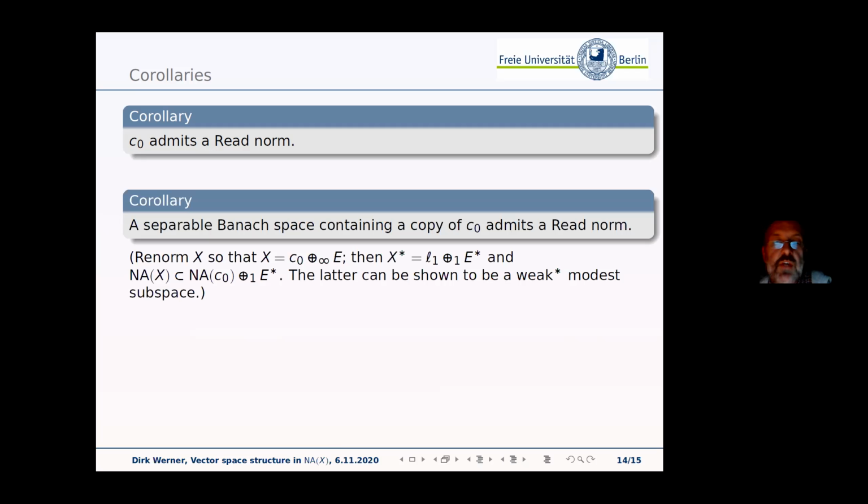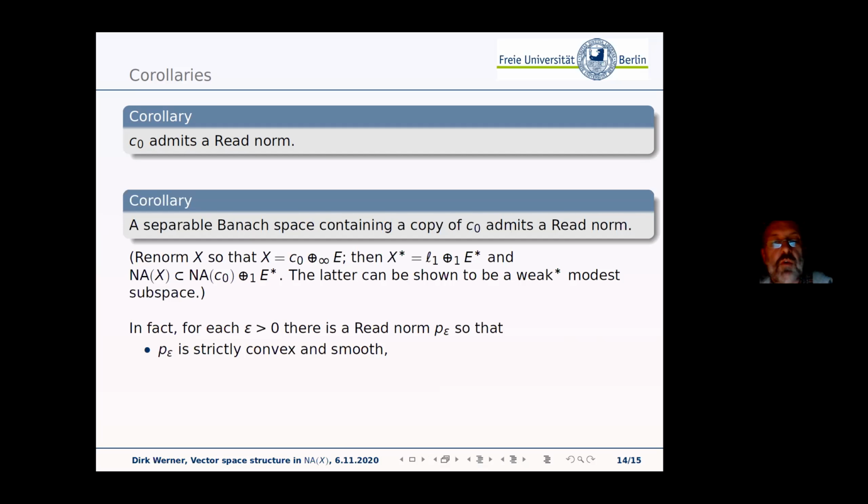So since the space is separable, the copy of C0 we are considering has to be complemented. And we first renorm X in such a way that the direct sum is the infinity direct sum, and the norm on C0 is the traditional sup norm. So we start from this renorming. And then one can show that the norm attaining functionals for this renorming have to be weak star modest. So our renorming for the Reed norm is actually a renorming of the original norm. So C0 is one example of that.